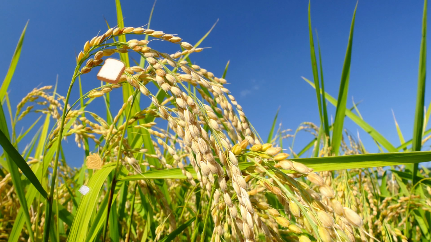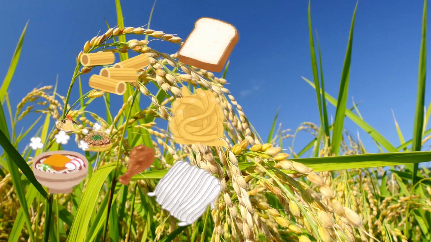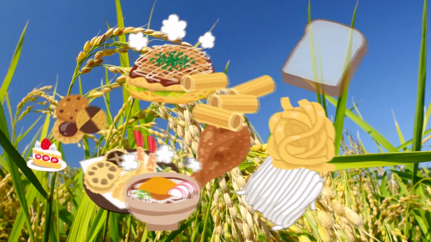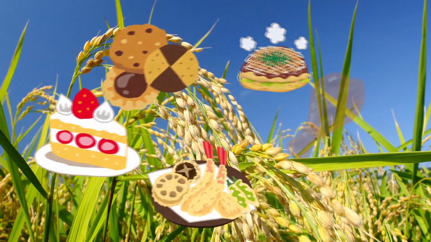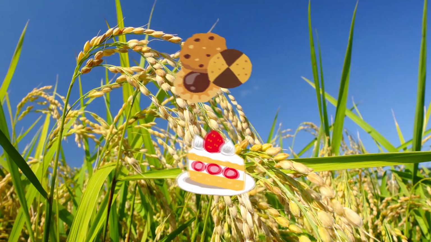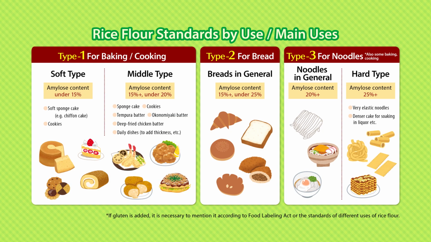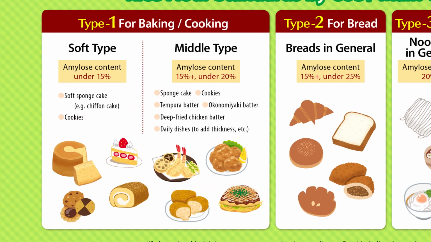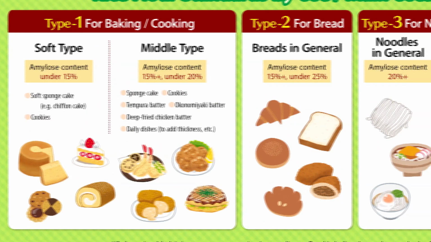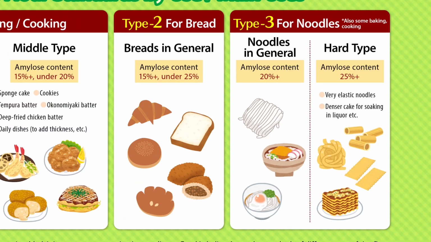Wheat flour is sold in the categories of soft, all-purpose, and hard. We choose flour depending on what we are cooking. Similar rules have been applied to segment rice flour into 3 categories. These rules are the rice flour standards by use.